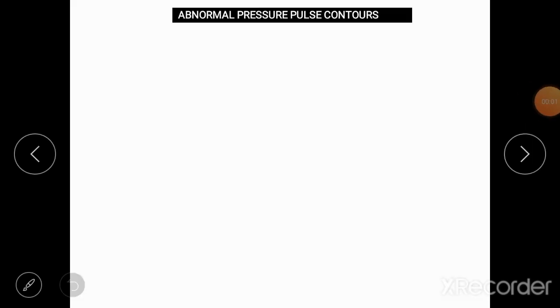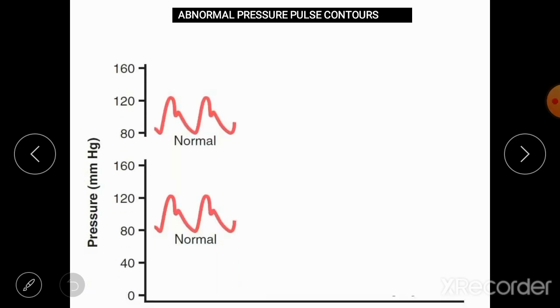Now let us study some abnormal pulse contours. First, let's have a look at a normal pulse. You know that a normal pulse looks something like this: the diastolic blood pressure is 80 millimeter mercury, the systolic blood pressure is 120 millimeter mercury, the pulse pressure, which means the difference between the diastolic and systolic, is around 40 millimeter mercury. There is a dicrotic notch present, and this is what a normal aortic pulse looks like.